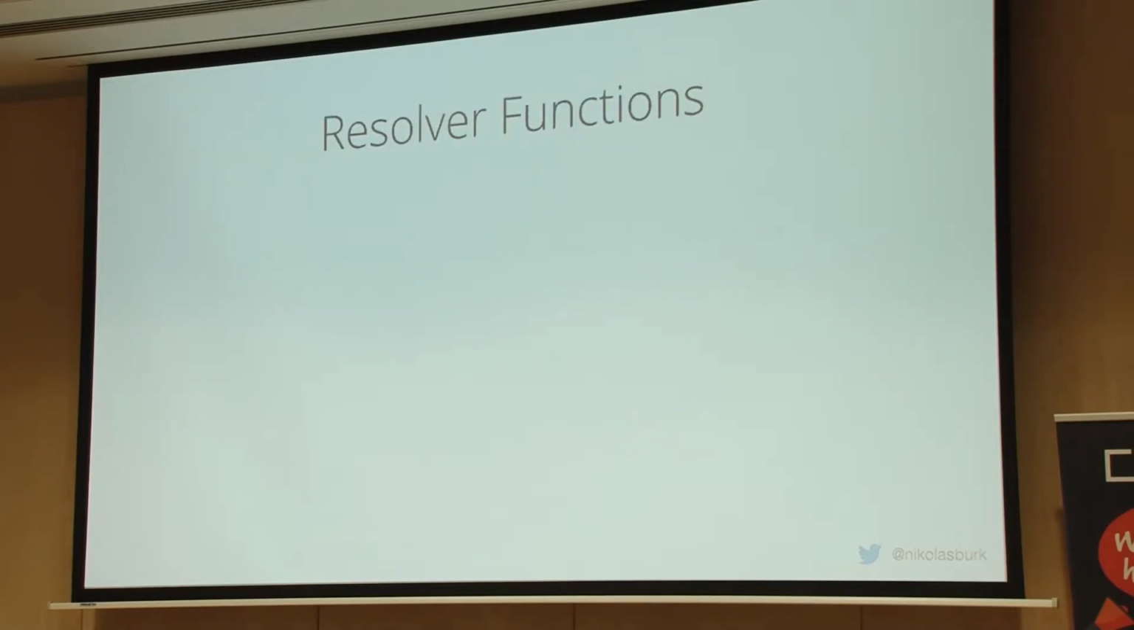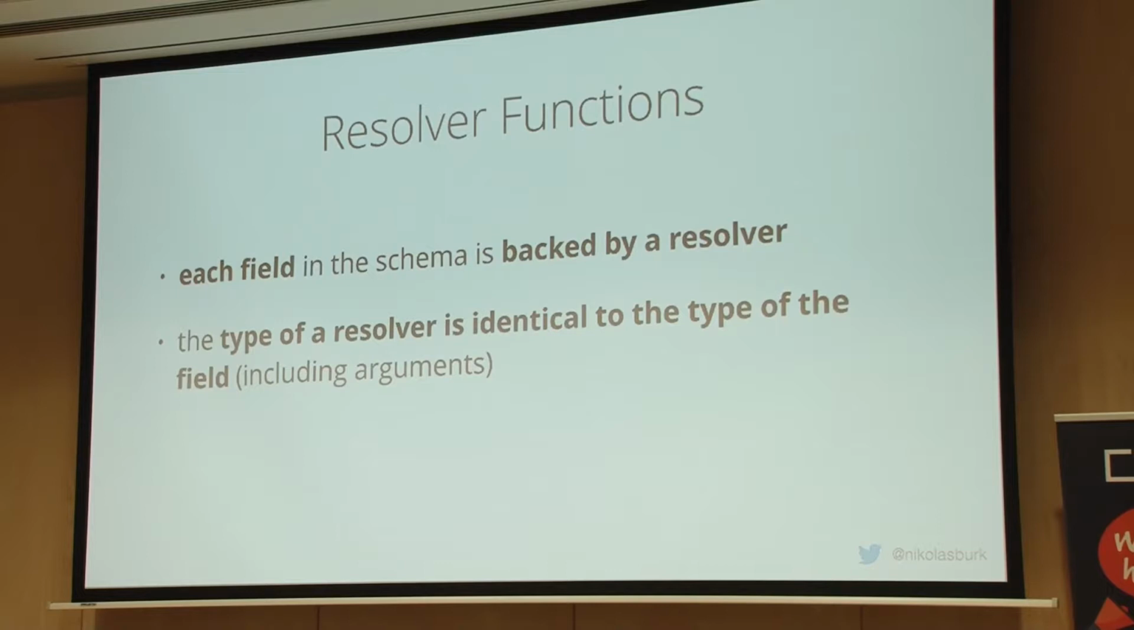So what are these resolver functions? First, it's important to know that each field in the GraphQL schema is backed by a resolver function. So exactly as many fields as you have in your GraphQL schema, not only on the query and on the mutation type, but also on the person and the message type, for example, for each of these fields, you need to have one resolver function in your actual implementation. And the type of a resolver function is identical to the type of the field. That means that the return type of the resolver function is the same type that the field actually is, and we'll see what that means in just a bit.